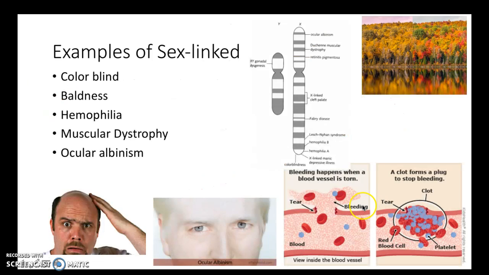Now, just a little more info here. There are other examples of sex-linked traits, because obviously color blindness is just one example, but baldness, or male baldness, is another example. Hemophilia, which is a really, really rare genetic condition. Muscular dystrophy, and ocular albinism, which looks like this person right here. Those are all different traits that are carried on the X and the Y chromosome. For the most part, these right here are actually all carried on the X chromosome. The Y very few times carries some of these traits.